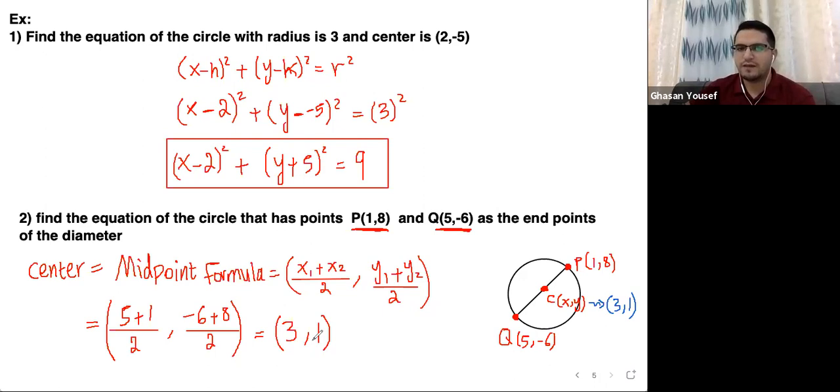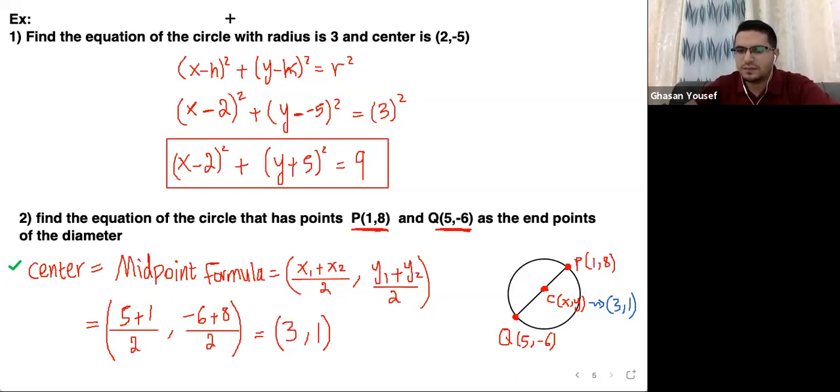Now, how can we find the radius? So I get the center. Now I need the radius. Like I said before, to find the equation for any circle, I need two things, the center and the radius. Exactly, it is the distance formula. So with the distance formula, I can find the radius. So the distance from which point and which point? Which point and which point would you like to use to find the radius? C and Q or C and B?